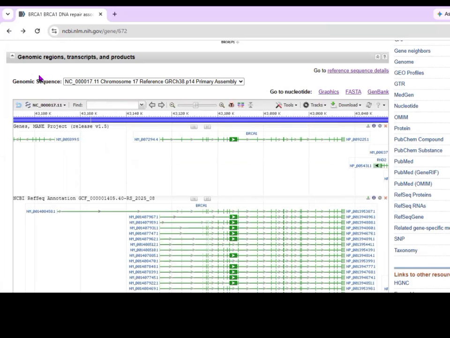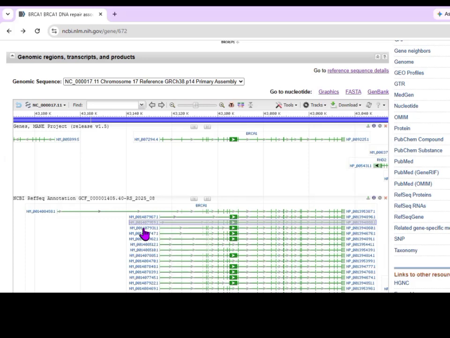For that, first we should know what messenger RNA is and how messenger RNA is produced. According to the central dogma, the process of transcription occurs on DNA and messenger RNA is produced. And we need to download the sequence of that messenger RNA. First, we downloaded the sequence of the complete gene BRCA1. Now we want to download the coding region messenger RNA sequence.